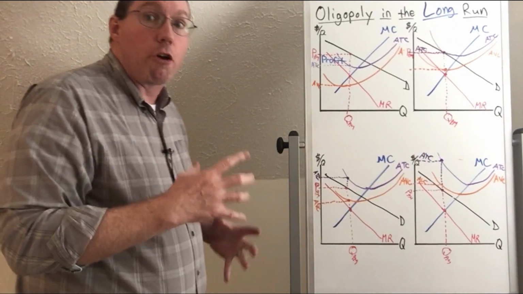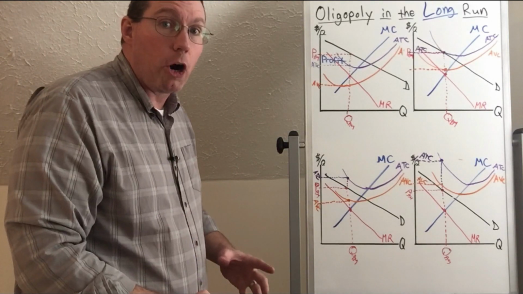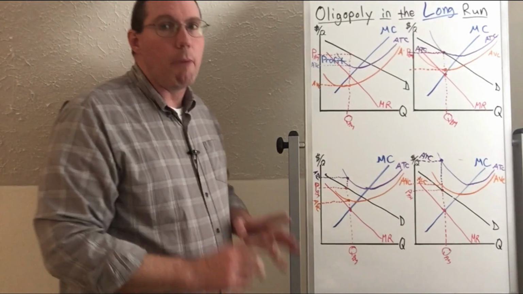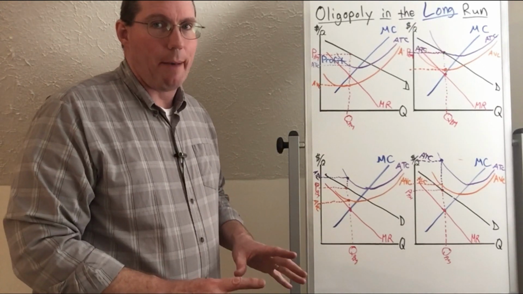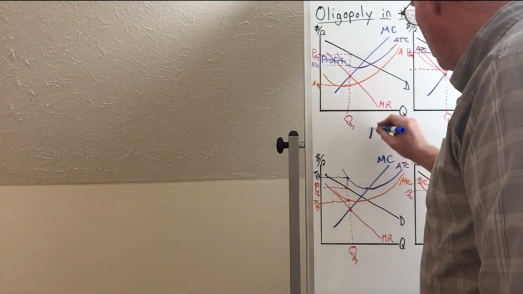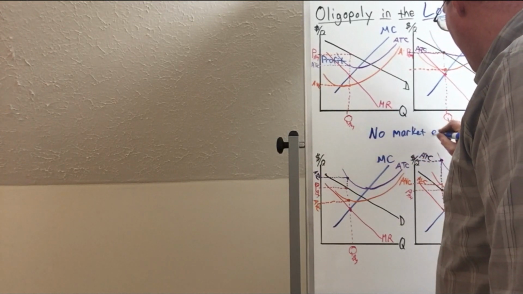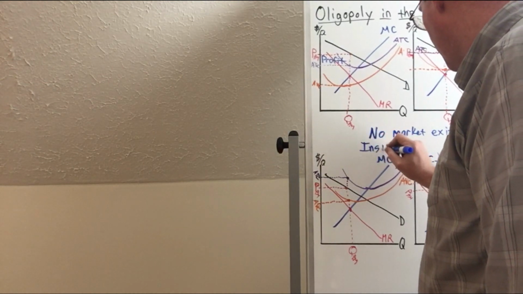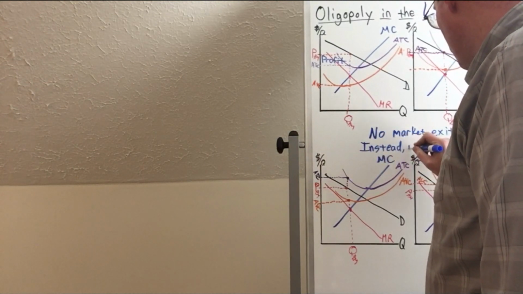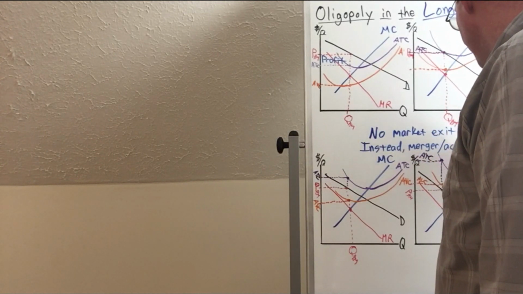Well, in oligopoly, there are so many fixed costs that there really is no exiting the market. Instead of exiting the market, what we have is merger and acquisition. That's what happens, okay? So we're going to write here: no market exit. Instead, merger/acquisition.